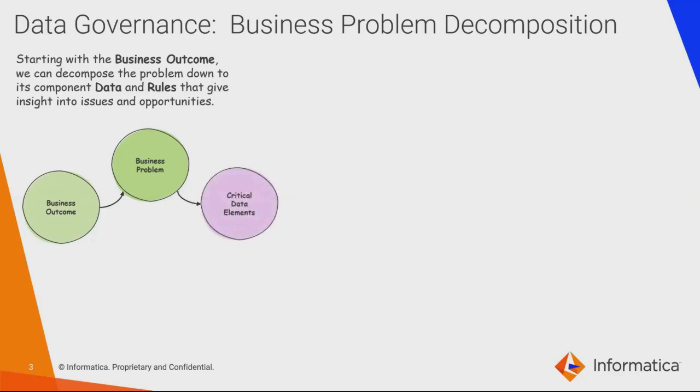Critical data elements then are the pieces of information, conceptual or physical data fields that support that business outcome. And so the ability to manage these critical data elements might be part of the business problem as well. So part of our decomposition is to understand where those things live. And I'll give a specific example.